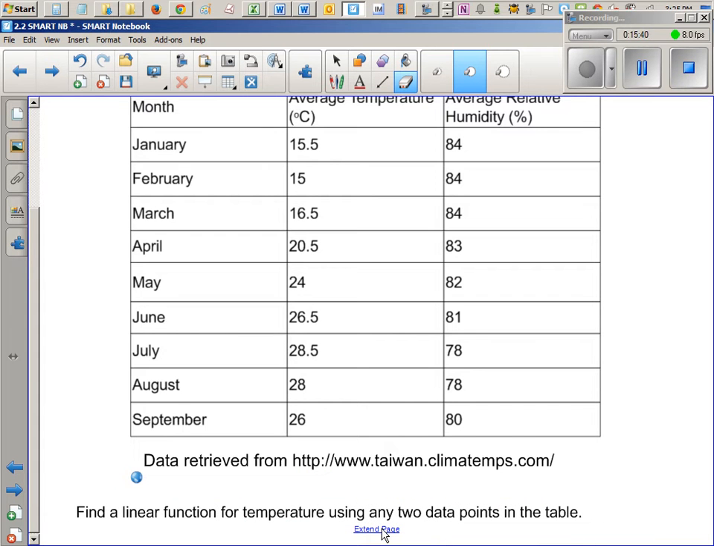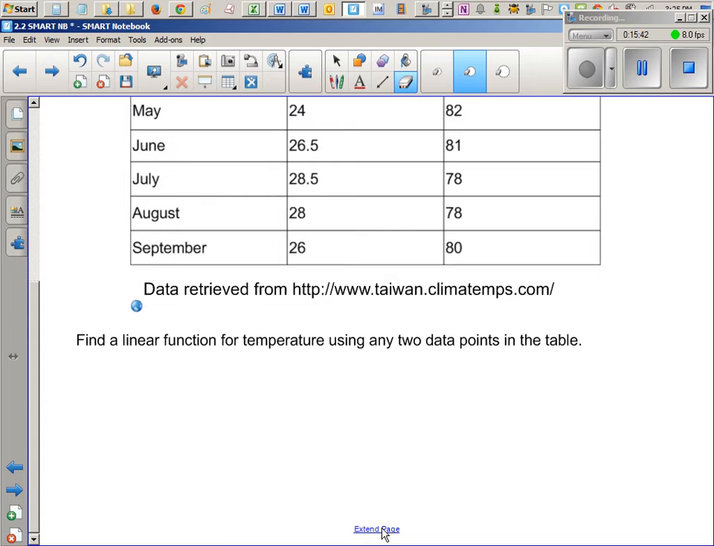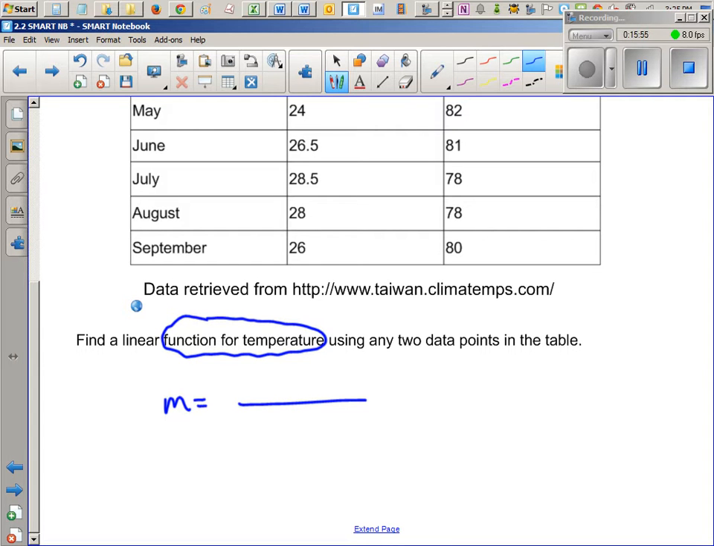All right, so let's see what that would look like. We know first that we'll need a slope, right? So m will be. And since we're doing temperature as our y, because the function will be a temperature function, we're going to pick any two months. Let's pick August and June. So this is like x1 and x2, this is y1 and y2.